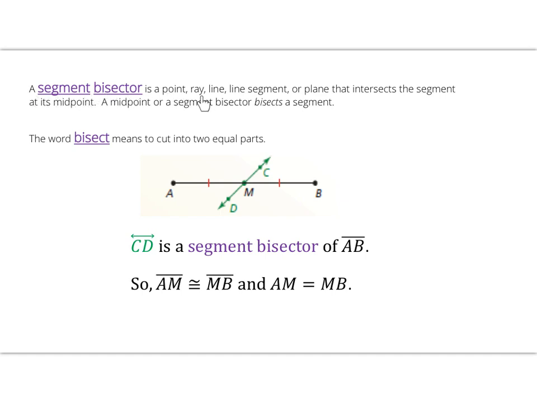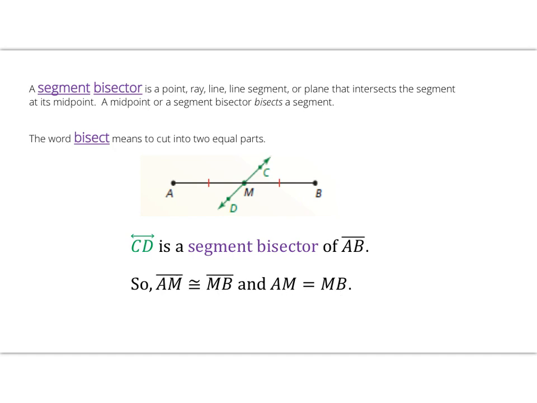So that takes us to a segment bisector. It's a point, ray, line, segment, or plane that intersects the segment at its midpoint. So a midpoint or a segment bisector bisects a segment. Well, the word bisect means to cut into two equal parts. So let's take that same segment AB and now bisect it with a line. So we can say that line CD is a segment bisector of segment AB. So segment AM is congruent to segment MB, and the length from A to M is equal to the length from M to B.